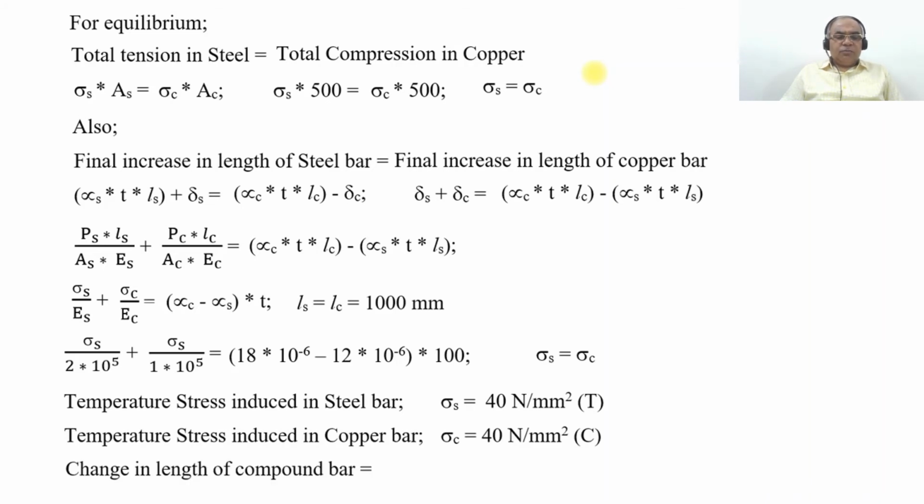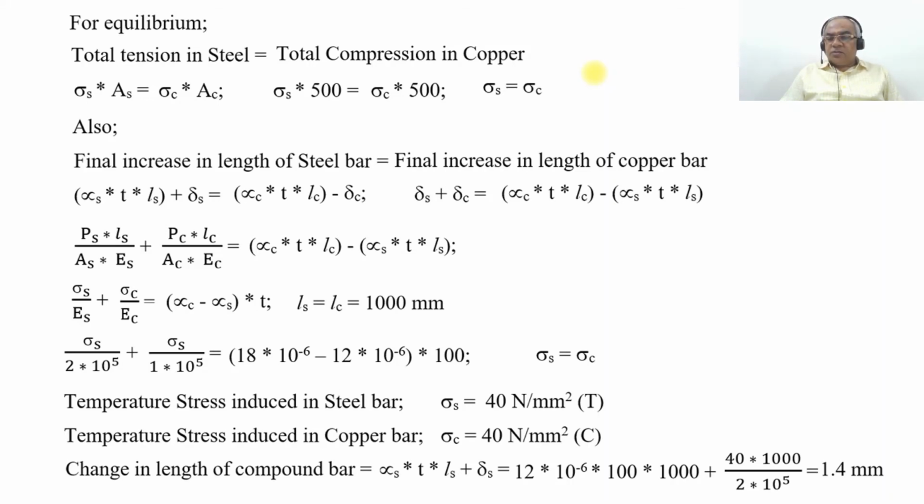What is the change in length of the compound bar? The change in length of the compound bar will be equal to alpha S into T into Ls plus delta S, that is equal to 12 × 10^-6 into T, the temperature rise of 100, into the length of steel, which is 1000, plus 40, that is delta S, 40 into 1000 divided by 2 × 10^5. That means sigma S into Ls by Es. That is what we want to get. So on simplification, you are going to get 1.4 mm.